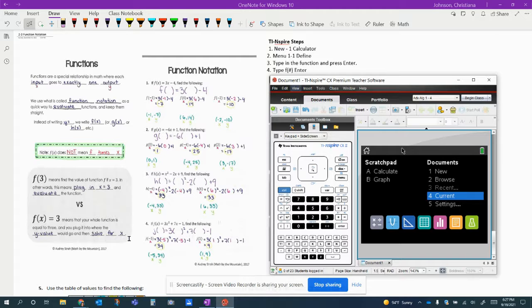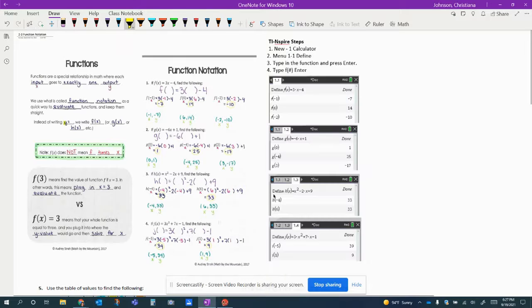Functions are a special relationship in math where the input goes to exactly one output. We've established this. Function notation is a way to identify when you are looking at a function. And just remember that y equals is the same thing as whatever we want to write the function notation as. It really doesn't matter what the letter is in front of the parentheses. We can call it anything we want.